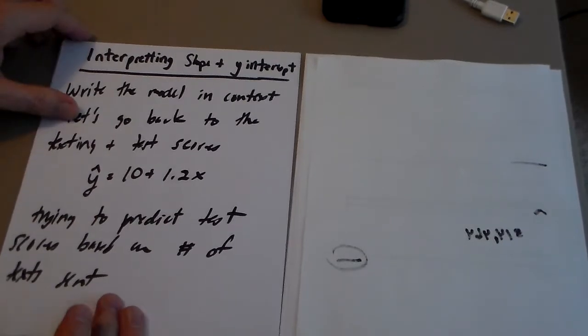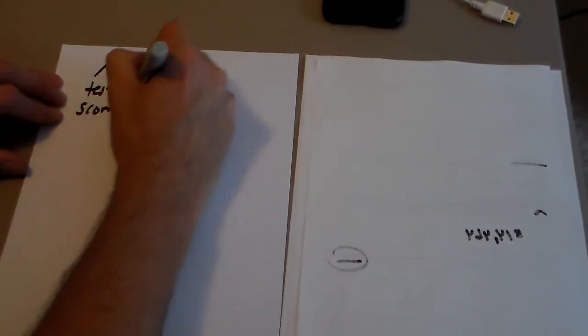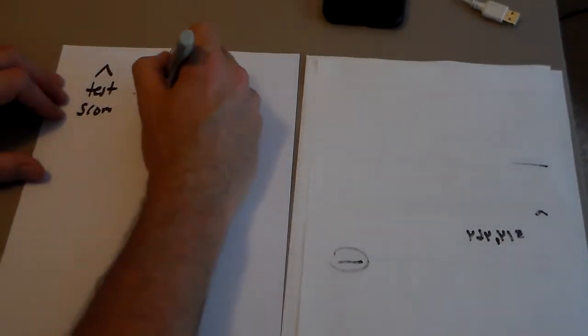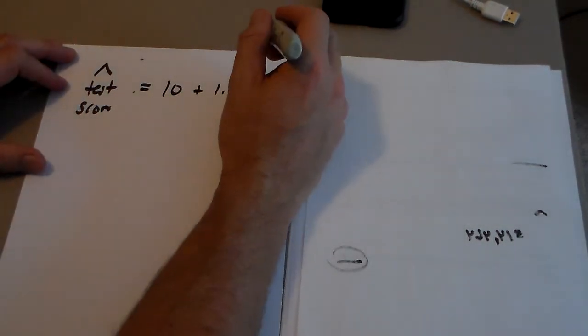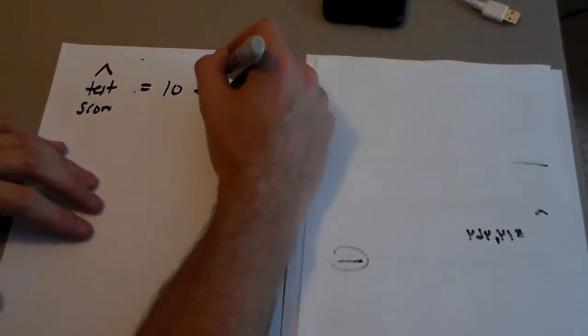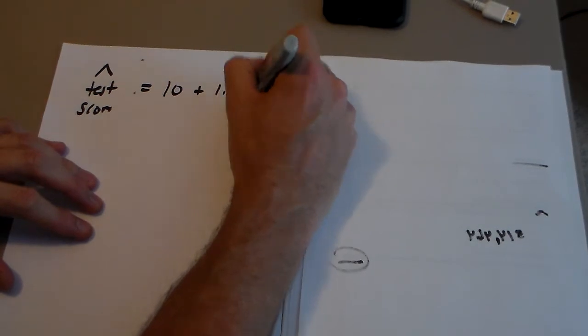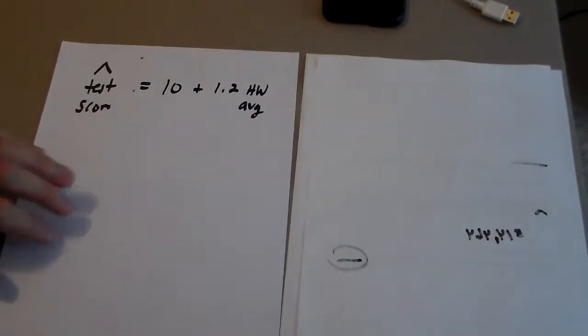So if I want to write that, I could do it one of two ways. I could say predicted test score is equal to 10 plus 1.2. Oh, I think it was homework average. I'm sorry. I'm going to go back, okay? 10 plus 1.2 times the homework average, not number of texts, okay? We did two examples. This one's by the homework average, okay?